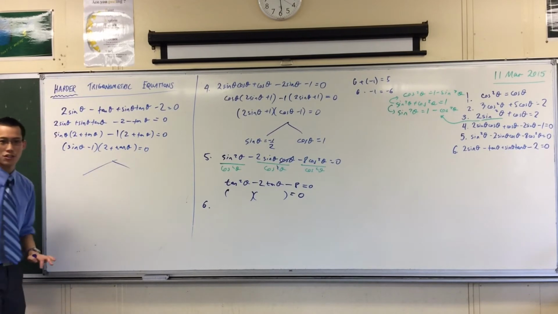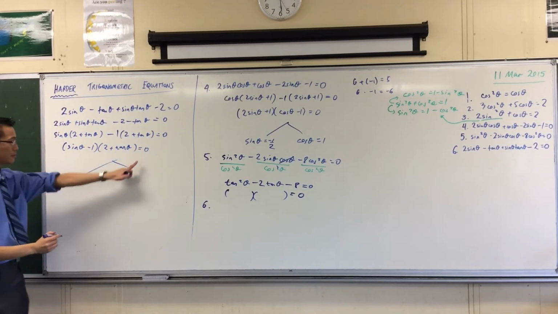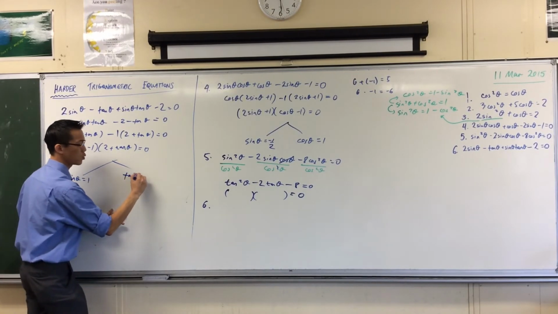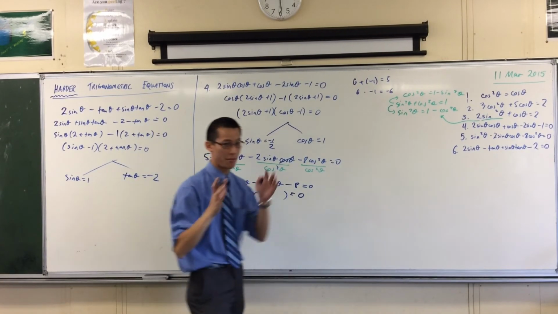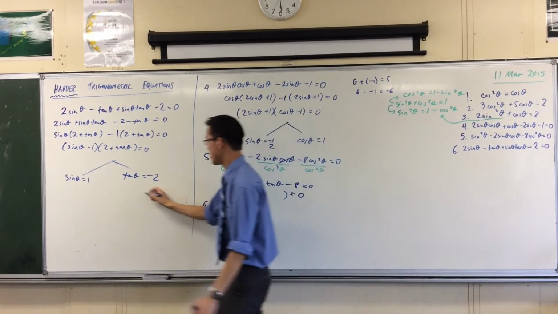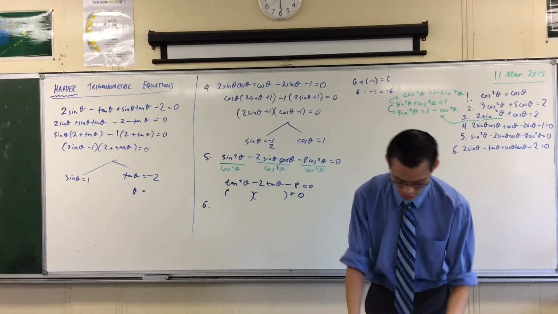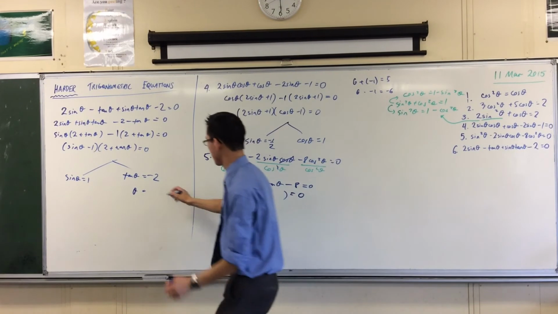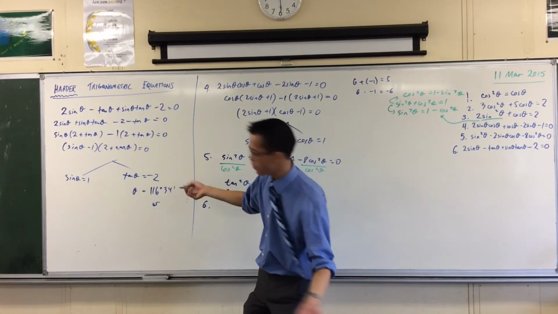Okay, 2 branches, right? Sine theta equals 1. Tan theta equals -2. Now, the domain of tan is all real values, so this is fine. This is going to get a solution. Reach for your calculator, and it should tell you something awkward like this. Minus, yeah. And then you have the minus. Or, oh, you just add 180.